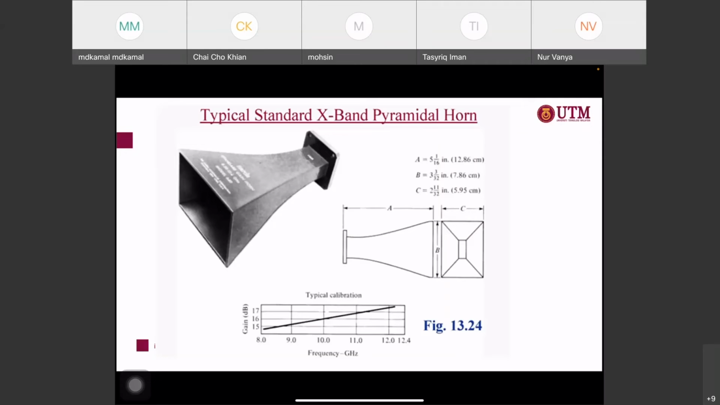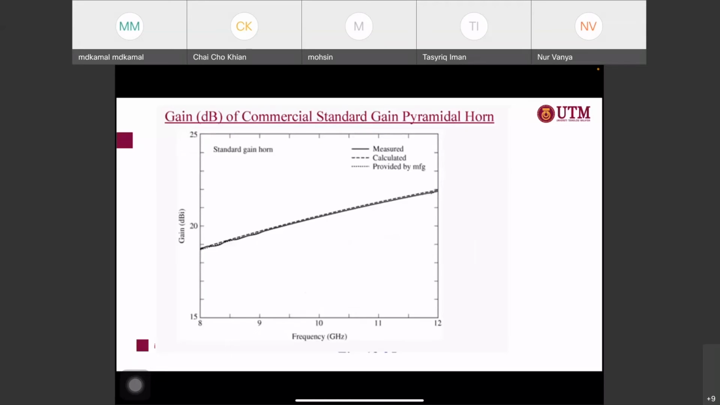At 9 gigahertz the gain is about 15, at 10 gigahertz about 16, at 11 you have 17, and so on. You see the gain increases at higher and higher frequency. Why? Because the aperture size determines the gain value. The bigger the aperture size at the high frequency, the gain will increase due to this horn. So this is a standard horn antenna.